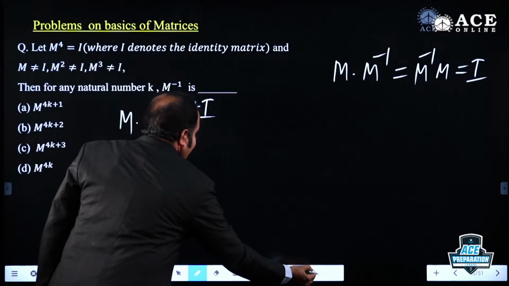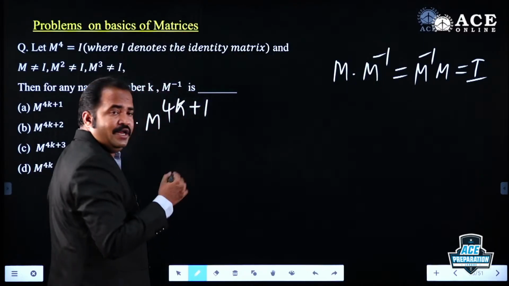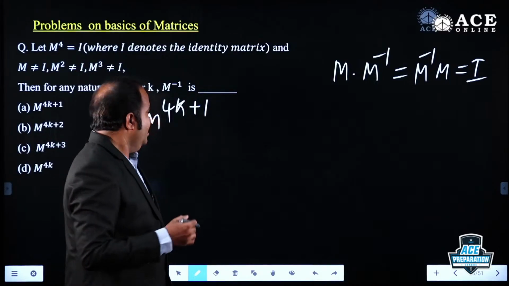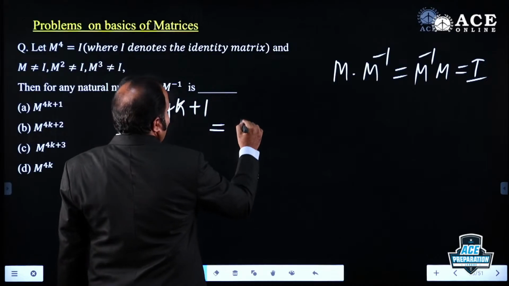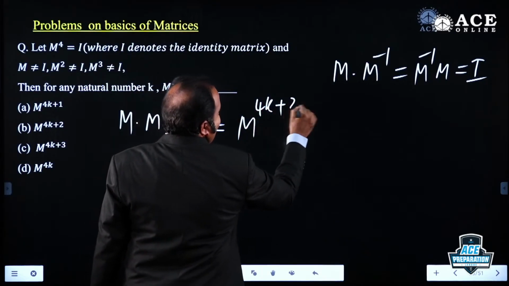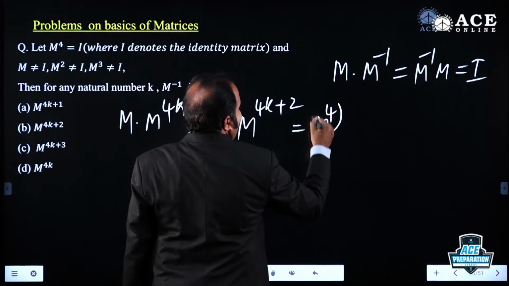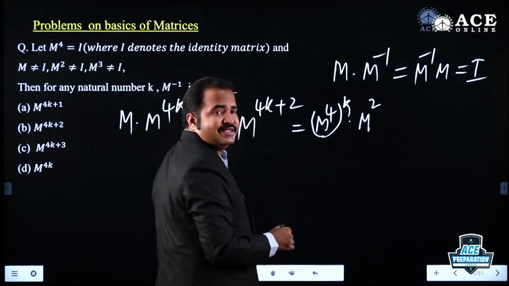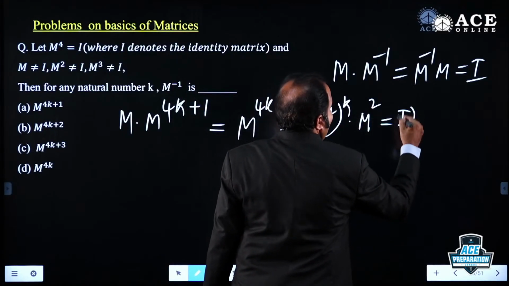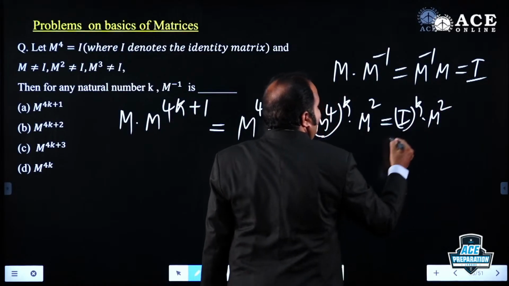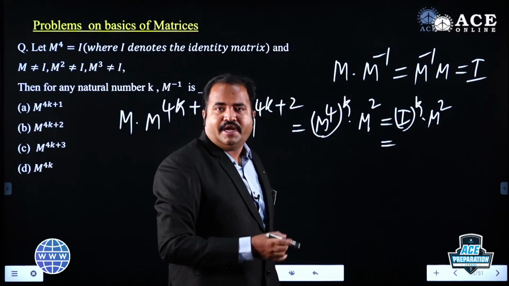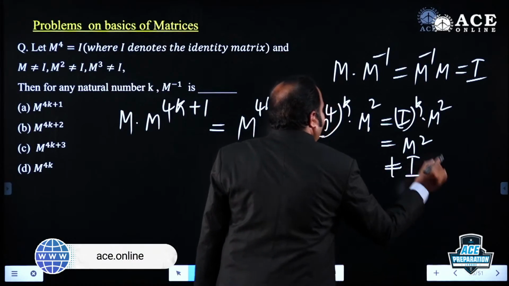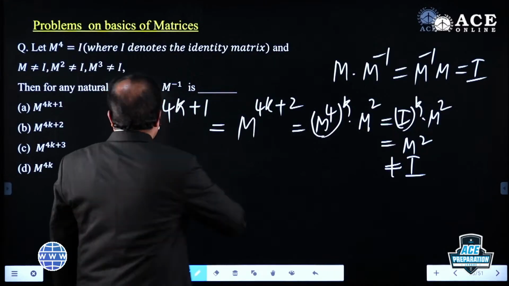So if it is equivalent to I, then option A would be the correct answer. Look at m into m power 4k plus 1 means m power 4k plus 2 only. So that is (m power 4) whole raised to k into m square only. M power 4 is what? Identity matrix I. So this is going to be I power k into m square only. I power k is I only. I means identity matrix. So I into m square means m square only. But given that m square is not equal to I, so option A is not a correct answer.